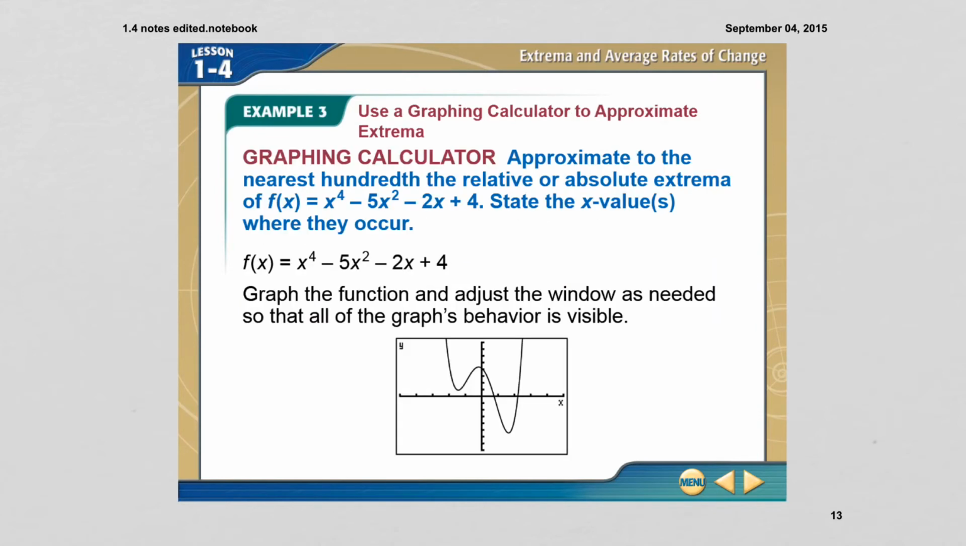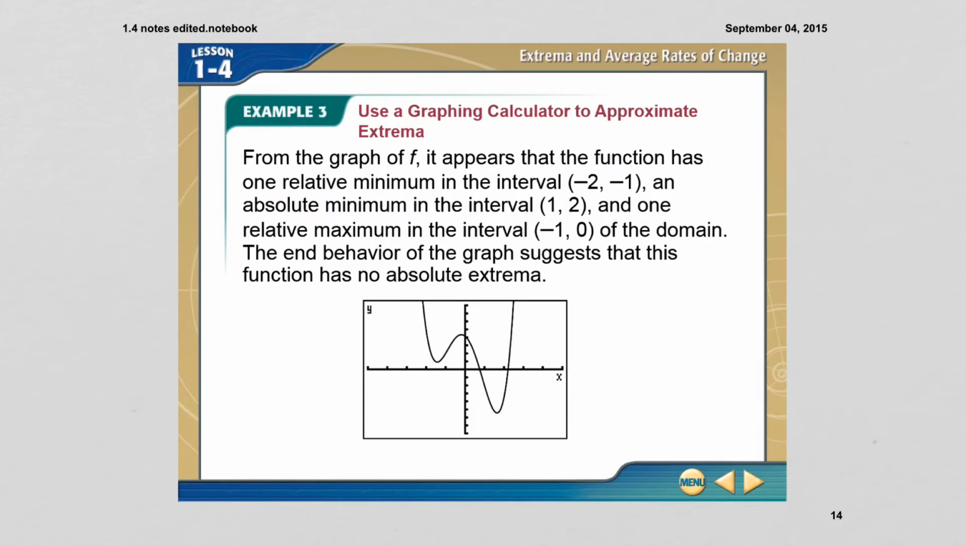We can use a graphing calculator to approximate to the nearest hundredth the relative or absolute extrema of f of x equals x to the fourth minus 5x squared minus 2x plus 4. State the x values where they occur. All I do is put the function into my calculator in the graph and then adjust the window as necessary so I can see all of the behavior that's visible.